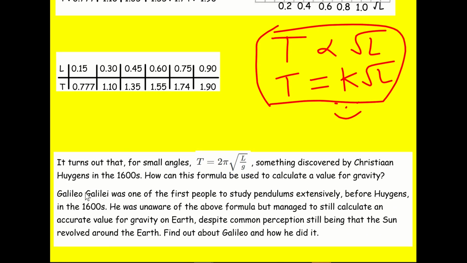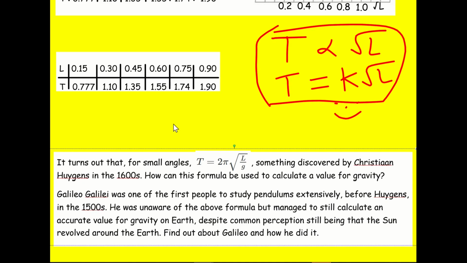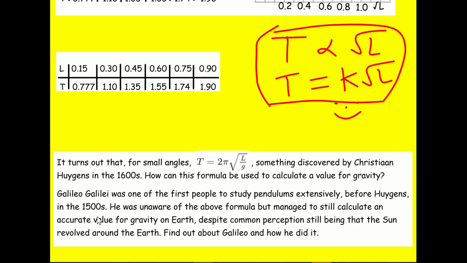But before you do that, I just want to say that Galileo Galilei was his full name. He was one of the first people to study pendulums extensively, before Huygens. He did it in the 1500s. That's a typo. He was unaware of this formula, but he still managed to calculate an accurate value for gravity. So in a bit, I also want you to investigate how he did that. It was thought by many that the sun went round the Earth, but Galileo thought not. He turned out to be correct, and he also managed to calculate the value of gravity. But first thing I want you to do is rearrange this formula to be able to calculate gravity.